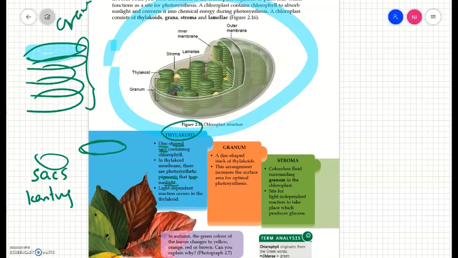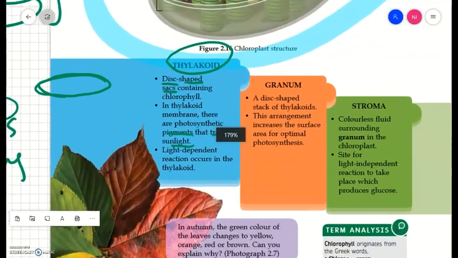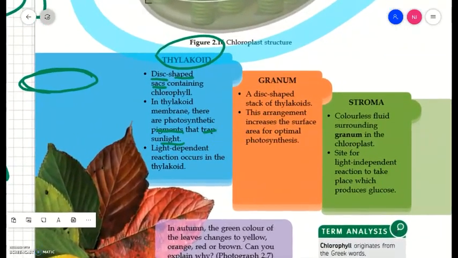Okay, and then the important part here, you can see light dependent reaction occurs in the thylakoid. Light dependent ni bergantung pada cahaya. Maksudnya light dependent reaction ni adalah tindak balas yang memerlukan cahaya, occurs in the thylakoid. Okay, jadi logically, sebab dalam thylakoid ada chlorophyll, sebab itu dia ada berlakunya light dependent reaction.